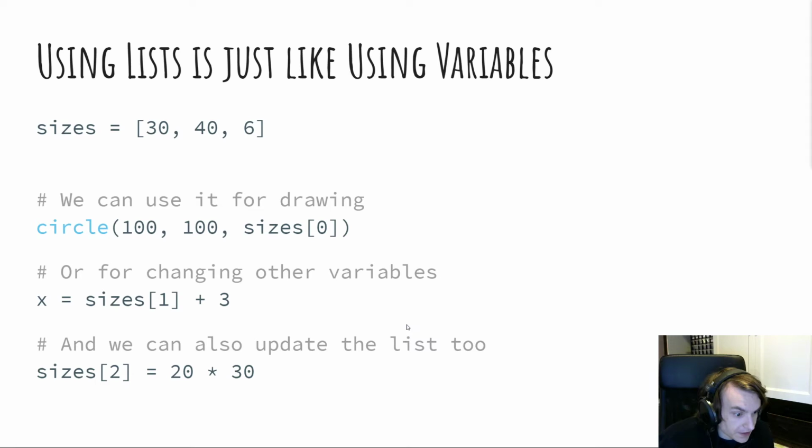In any case, if you ran that code, what you would see is a circle that very, very quickly grew and grew and grew because we just used one list element to update another list element. And we used that first list element to draw the size of our circle.